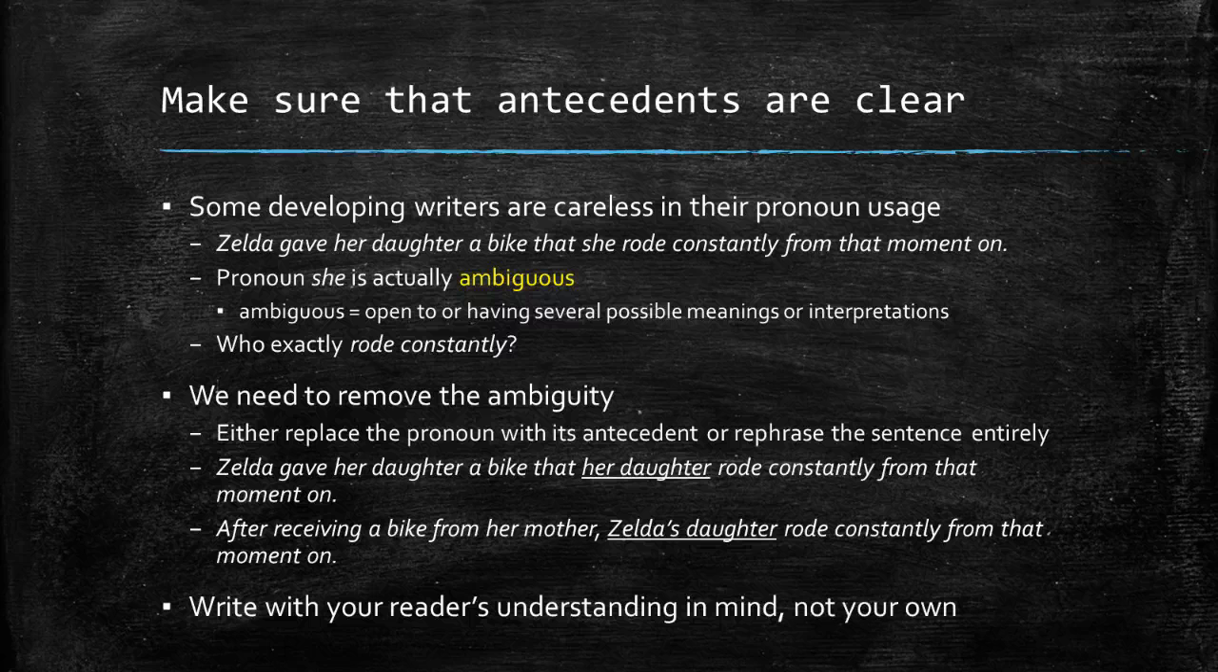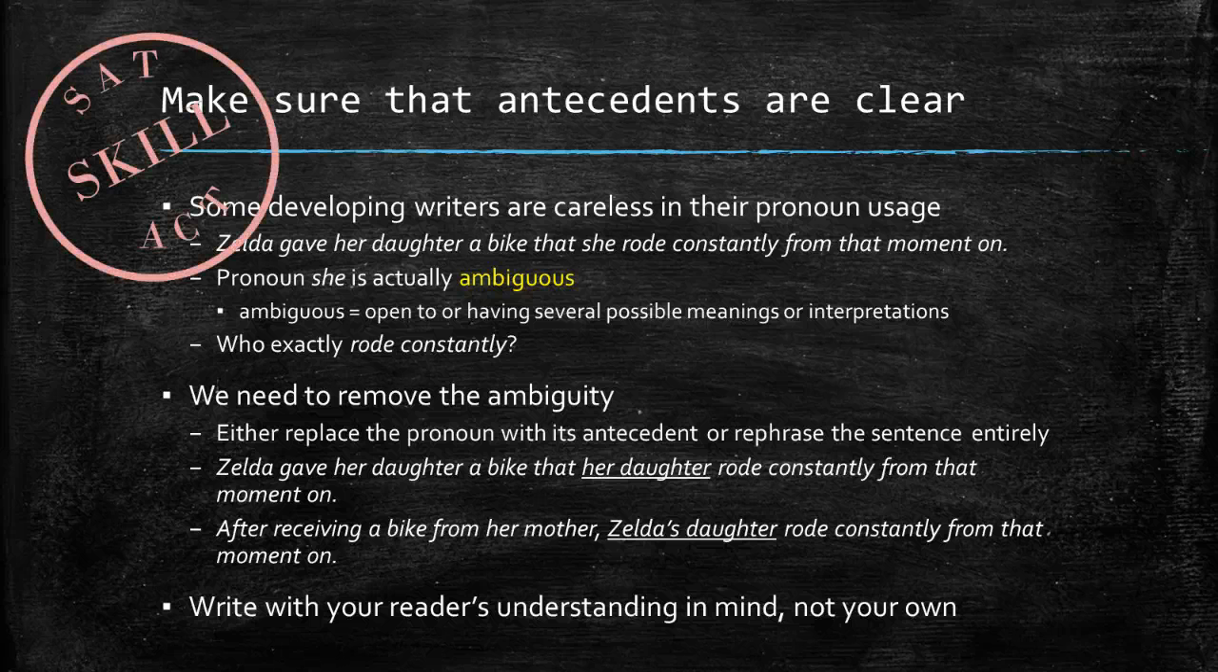Avoiding antecedent ambiguity is all about writing with your reader's understanding in mind, not your own. So keep that in mind as you read. Antecedent ambiguity is another SAT, ACT skill that you want to jot down in your notebooks.